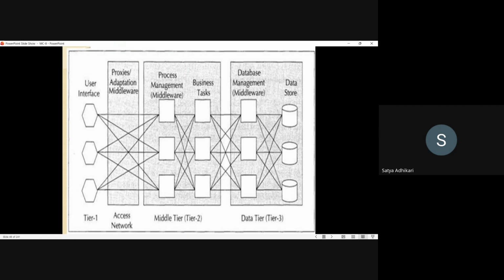But the actual data is available in tier 3, where the data is stored. You see the data store there, a cylinder symbol, which indicates the data is stored here permanently. So there is no direct interface between tier 1 and tier 3. You can consider tier 2 as the interface between tier 1 and tier 3.